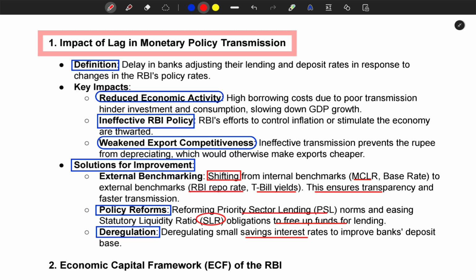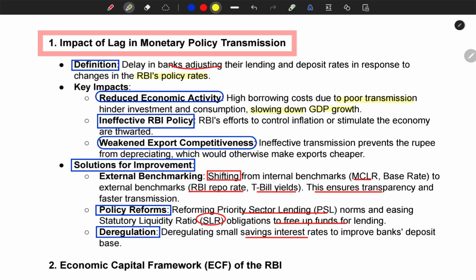Let's begin. Delay in banks adjusting their lending and deposit rates in response to changes in the RBI's policy rates. Key impacts: reduced economic activity, high borrowing costs due to poor transmission, hindered investment and consumption, slowing down GDP growth.